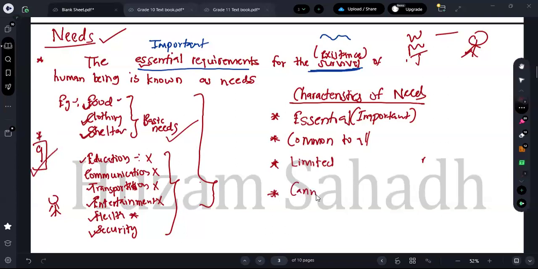And it cannot be created by the businessman. We can say needs cannot be created by the businessman.